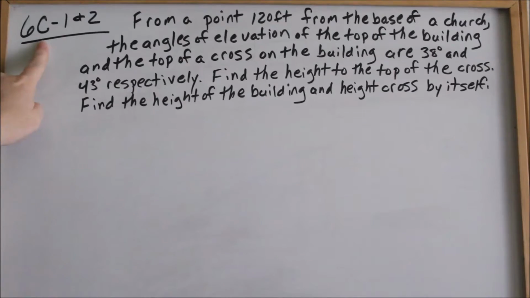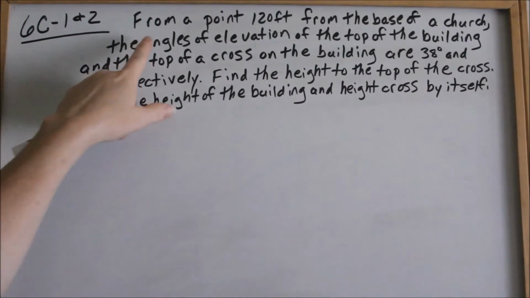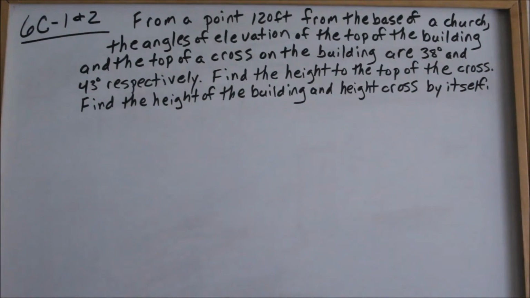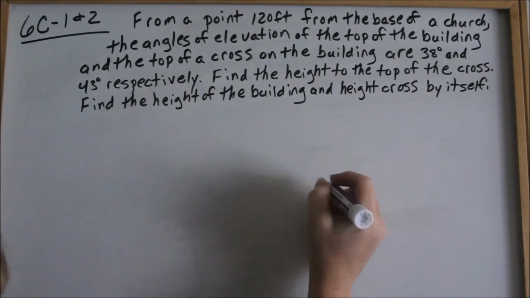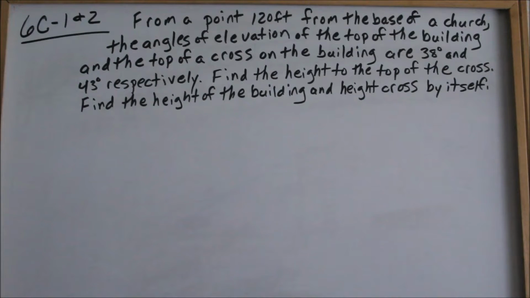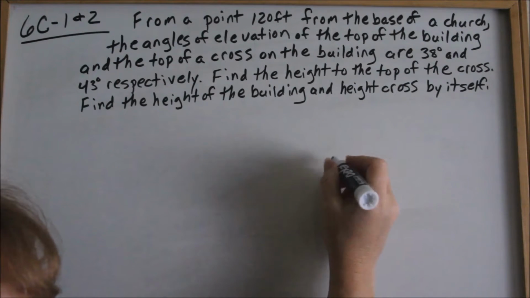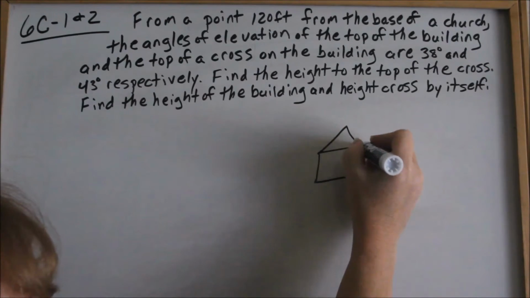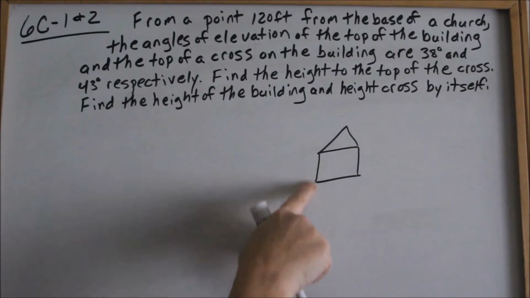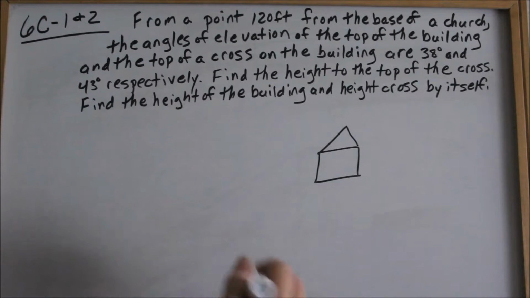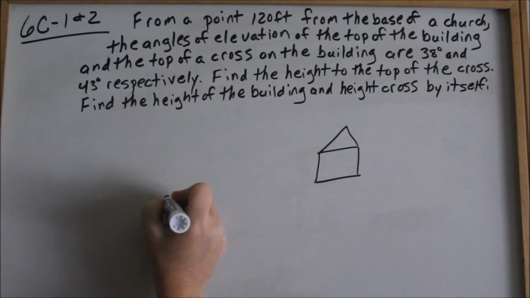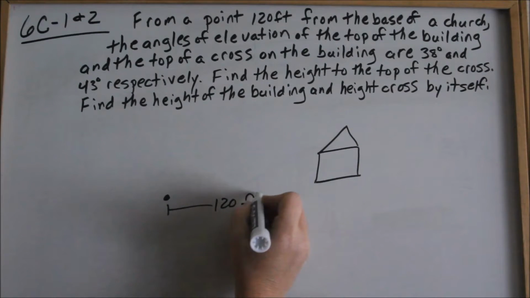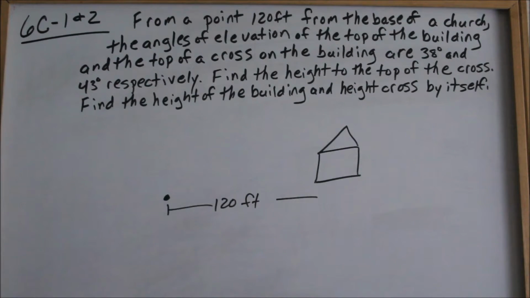Okay, now we're looking at 6C, number 1 and 2. The very first sentence, from a point 120 feet from the base of a church. Okay, I'm going to stop there. So we have from the base of a church. So there's my church. So here's the base of the church. It says from a point 120 feet from the base of a church. So here's my point, and that is 120 feet from the base of my church.